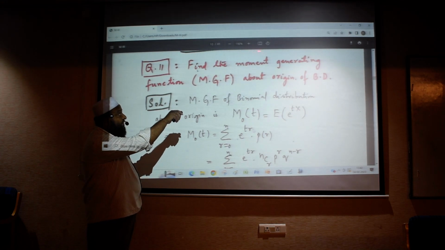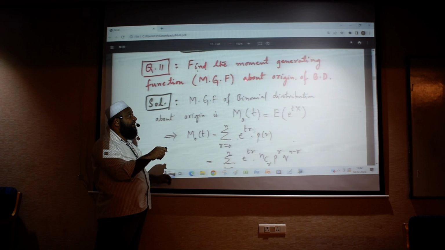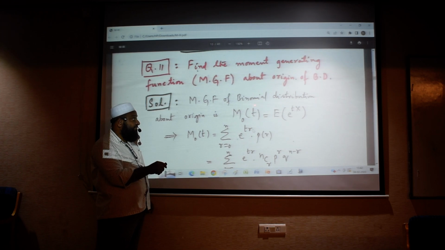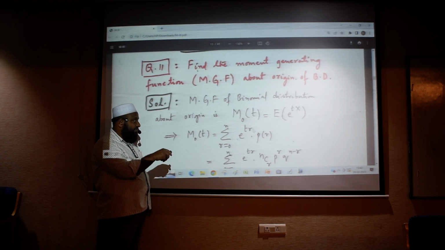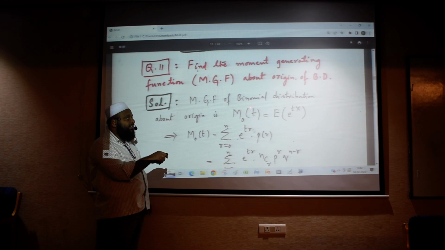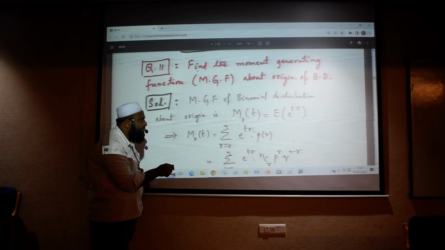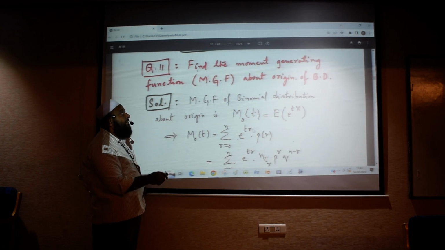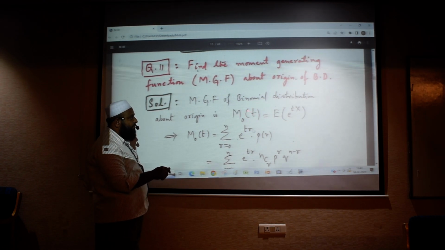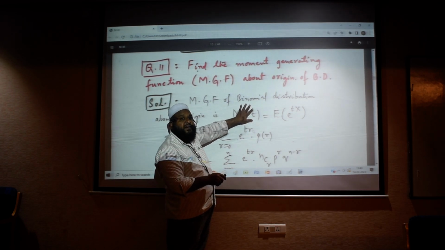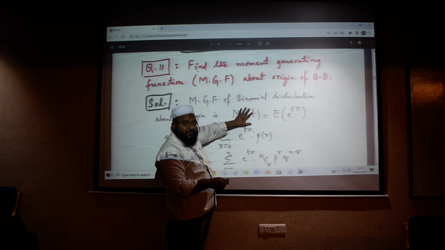Find the moment generating function, MGF, about origin of the binomial distribution. MGF of binomial distribution about origin is written with a 0 for origin and M for moment generating function, and this is the variable t. Always remember this particular notation: you write it about origin like this, and always use t.